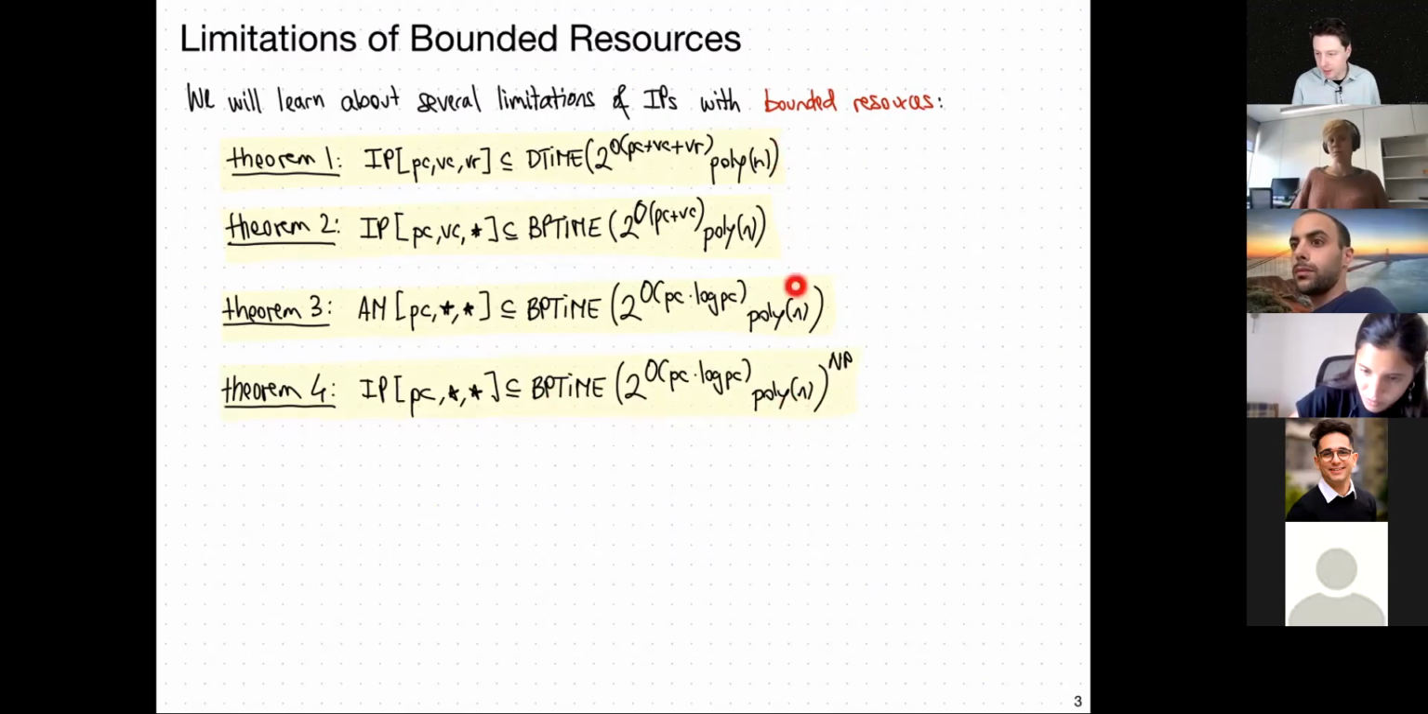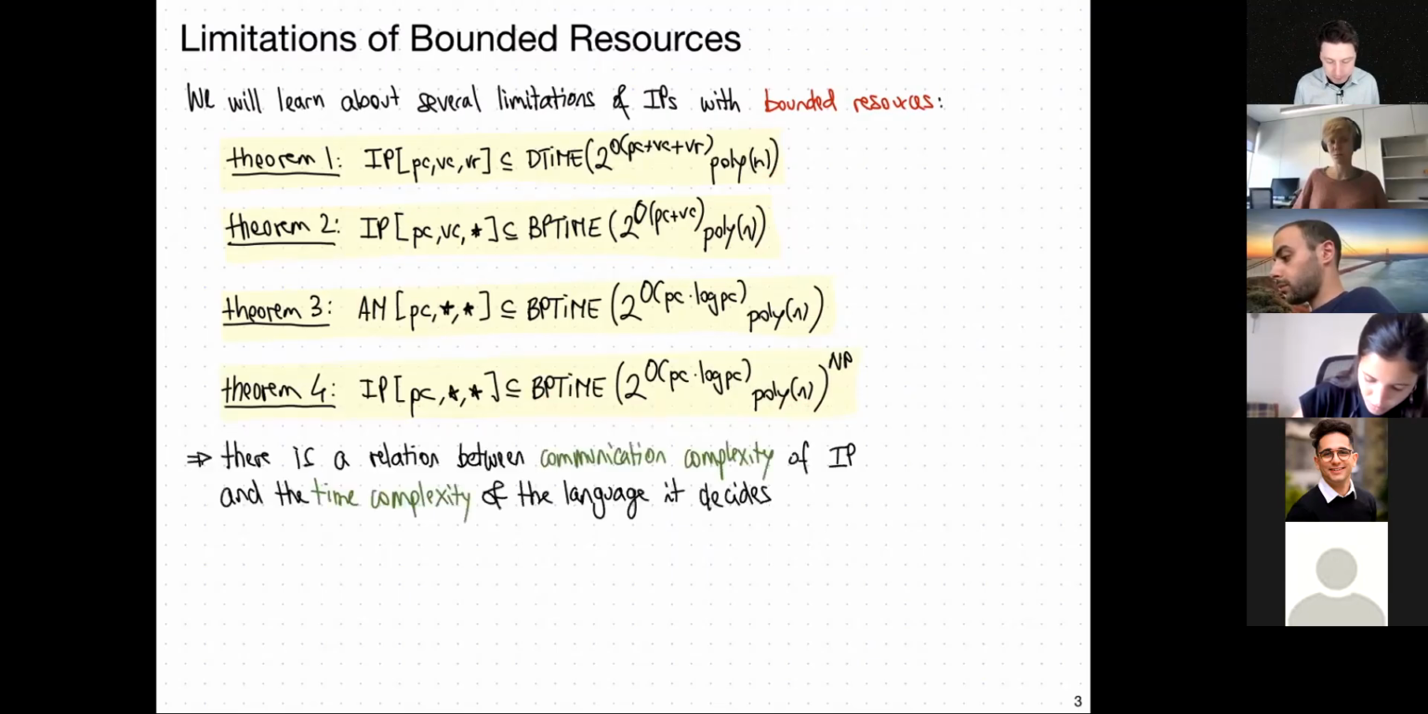So now let's try to put these in context against the theorems we've proved already. Okay, sorry, before that, I just wanted to say that the main takeaway is that there is a relation between the communication complexity of an interactive proof and the time complexity of the language it decides. So the fewer bits are sent from the prover to the verifier, at the end of the day, this makes the language easier and easier to decide, with or without an NP oracle as a function of whether you have a public coin or a private coin protocol.